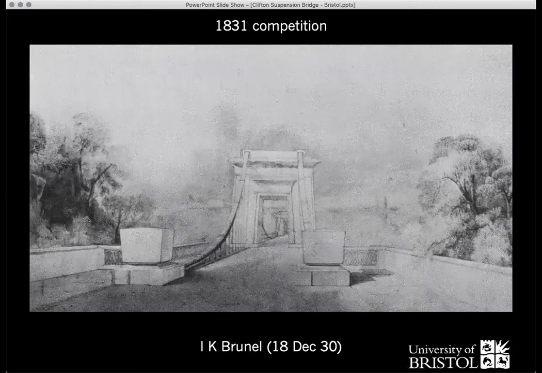But eventually this is the Brunel design, at least the initial iteration of that. Many things changed as the design developed, but here we can see that initial Egyptianizing shaping of the towers, which I'll follow up in a bit more detail shortly.